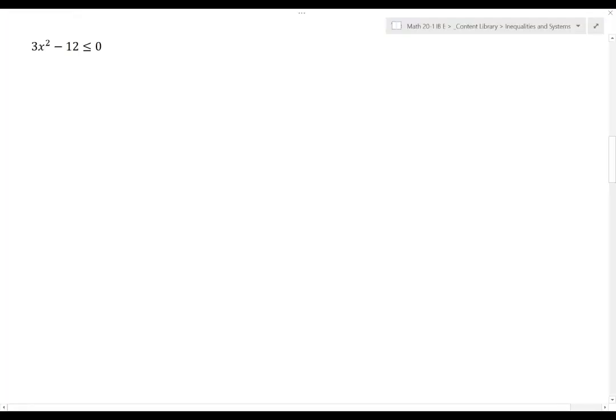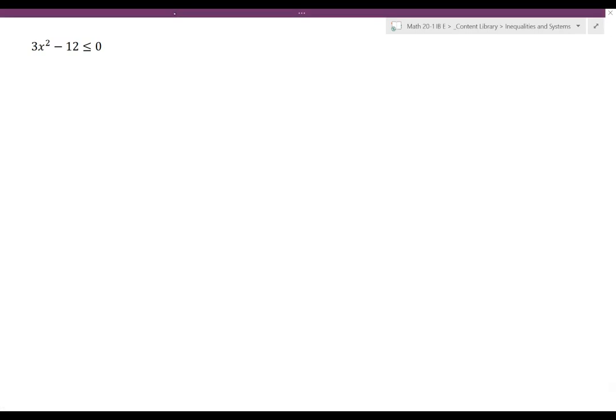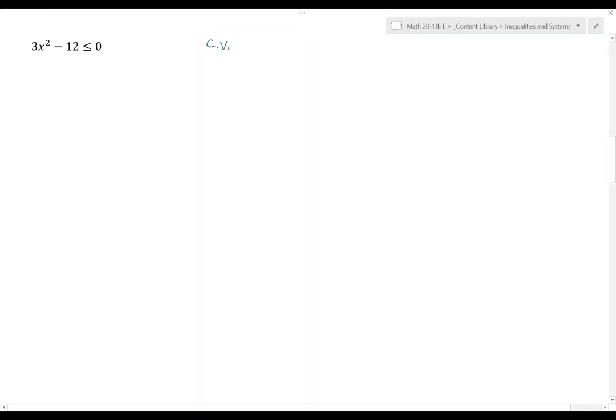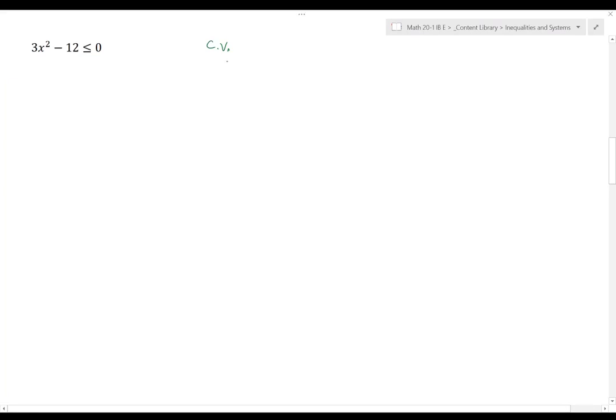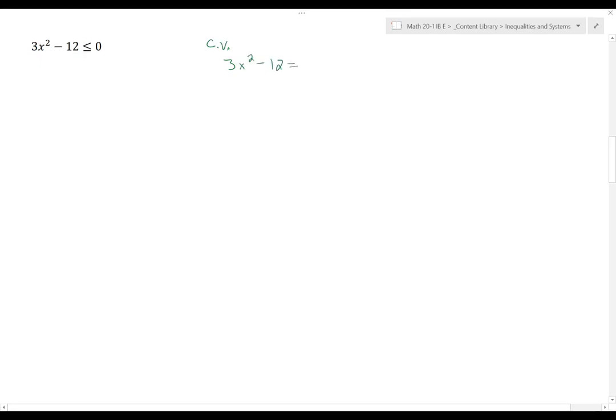This one, we actually have two ways to solve it, basically to find our critical values. If what I'm doing is finding my critical values, you can factor this. Factor out the 3, factor the difference of squares that results. But basically, I'm just solving the equation 3x squared minus 12 equals 0. So if I just want to find critical values here, then I can just move the 12 over, divide by 3, take the square root.